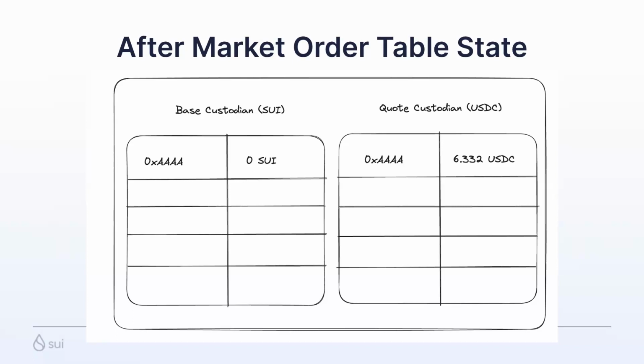How much is a basis point? 0.0001 is 1 basis point, or 0.01% is 1 basis point. So Deep Book charges 10 basis points for transaction fees, which also get burned. Mysten does not keep any of it.